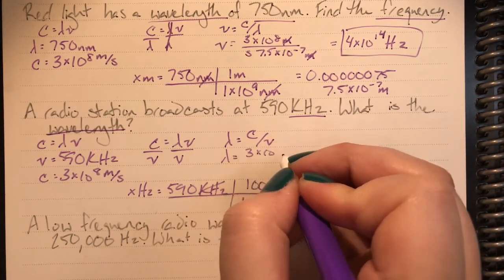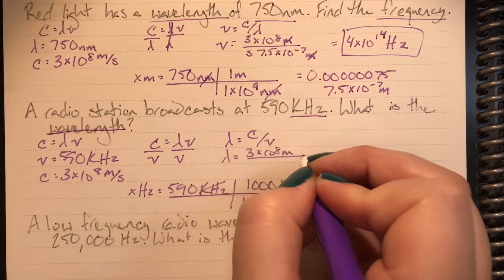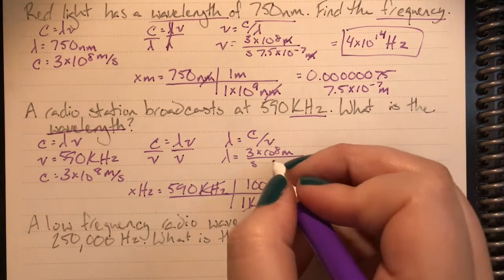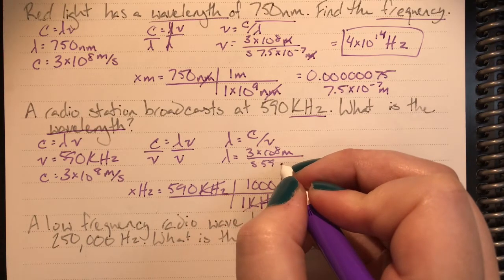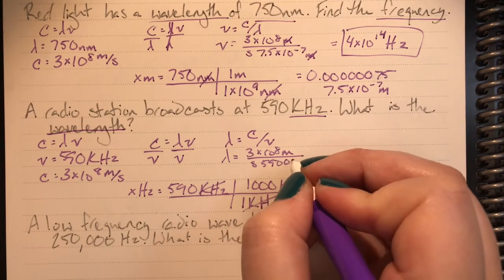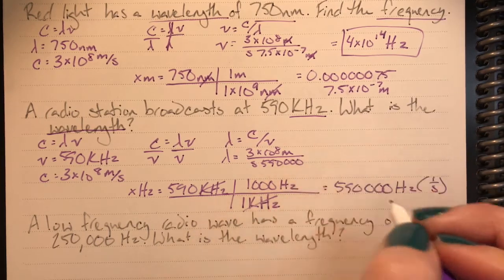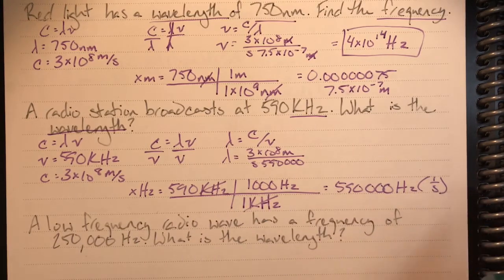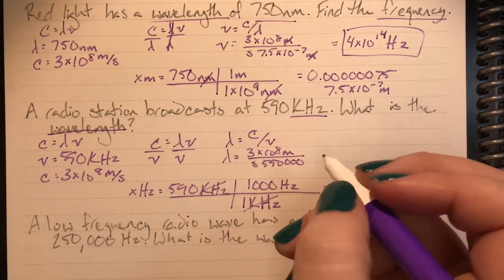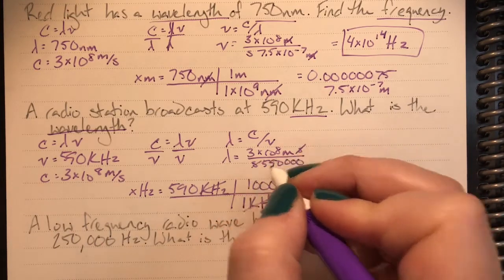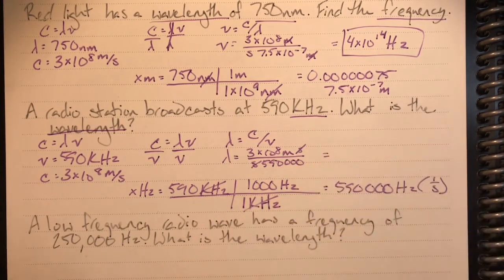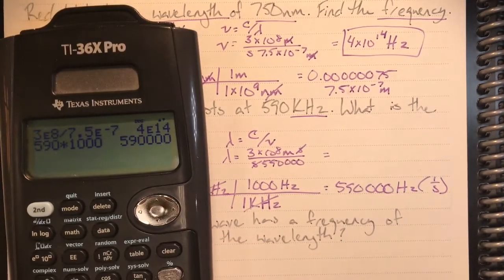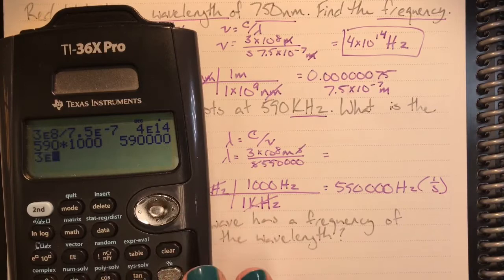So 3 times 10 to the 8th meters per second divided by my frequency, which was that 590,000 hertz, which remember is per second. If I'm dividing by a unit, my unit is in the division sign, so it's actually going to flip up. So seconds will flip up, seconds will cancel. And I can go ahead and plug that into my calculator. So 3E8 divided by 590,000.